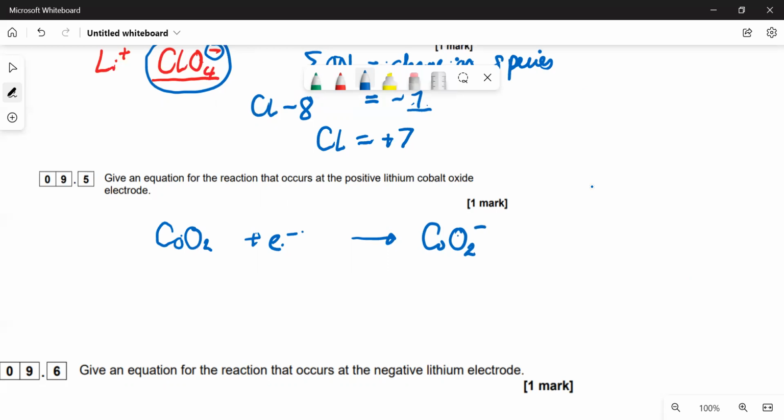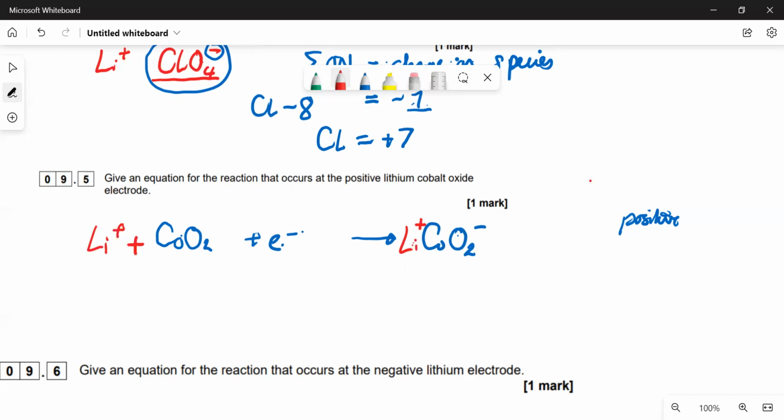That's how you can write it, and that is what's going to happen. This is the most positive one in the lithium ion battery, so that one is going to take in the electrons. That's what happens when you discharge the battery. Sometimes people put in lithium ions, so you have Li+ on both sides, because the lithium ion actually goes inside the cobalt oxide electrode. So you can have it with or without those red bits in.